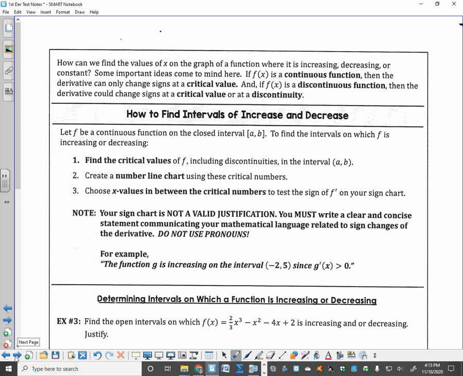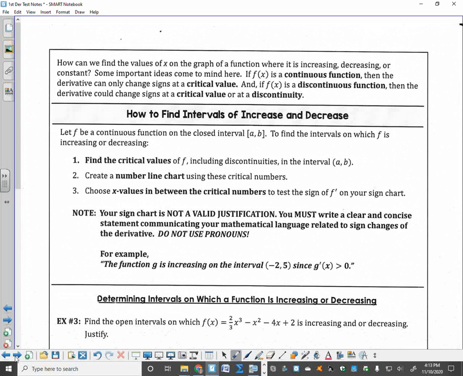How can we find the values of x on the graph of a function where it is increasing, decreasing, or constant? Some important ideas come to mind here. If f is continuous, then the derivative can only change signs at a critical value. And if f is discontinuous, then the derivative should change signs at a critical value or at a discontinuity. So that would be where your derivative does not exist.